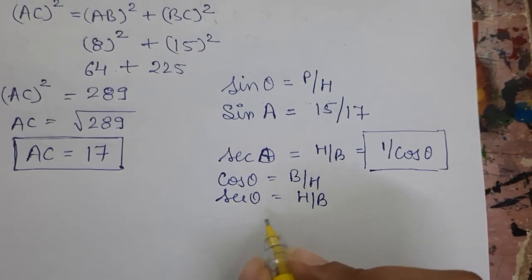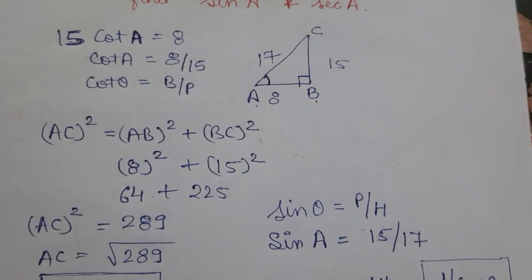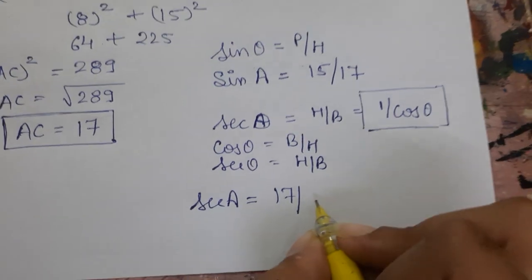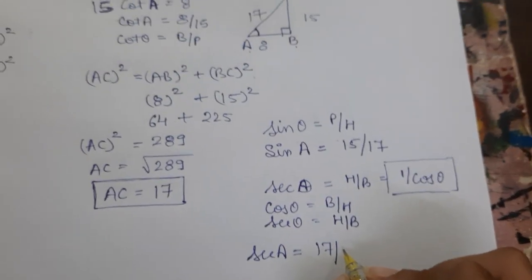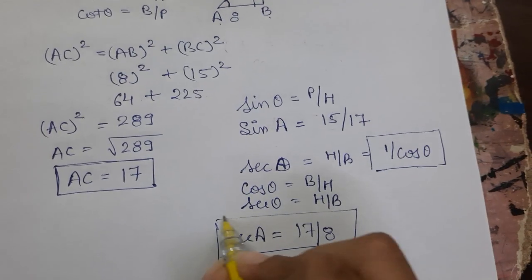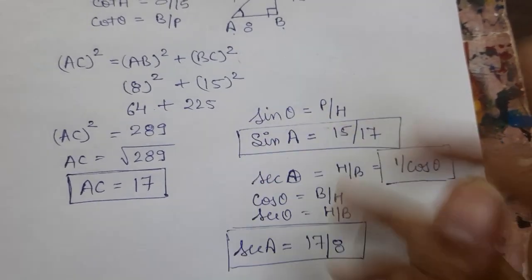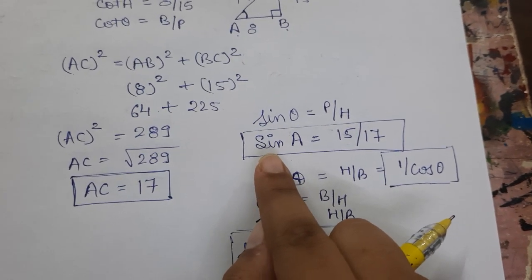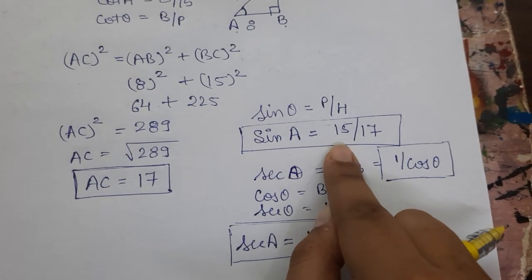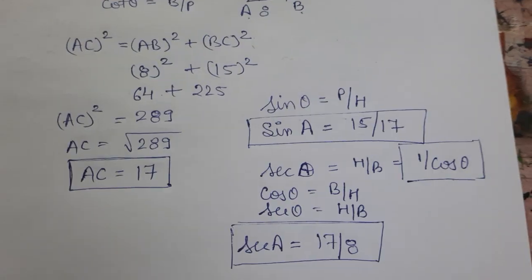So now let's put the value for sec A from our triangle ABC. Sec theta is hypotenuse 17 and the base value is 8. We got both the ratios asked in this question: sine A is 15 by 17, sec A is 17 by 8.